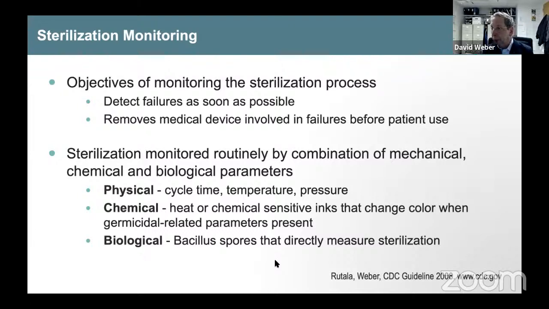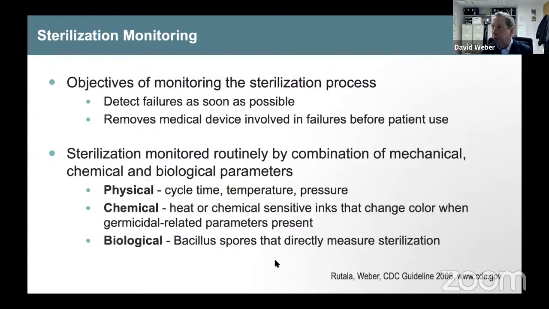And then finally, the ultimate check is to actually use spores. You pick the most resistant spore, which is put in a sterilizer at every run with an implantable device, in our case every day, but they should be put in at least periodically. And you want to actually prove that the sterilizer did in fact kill the most resistant spore in the most inaccessible spot in a fully loaded sterilizer.